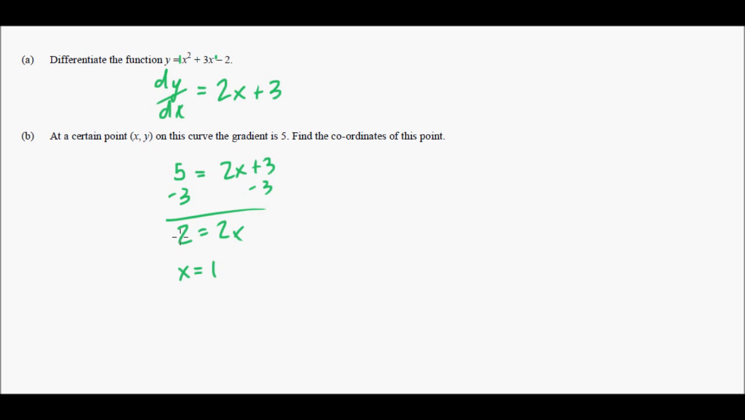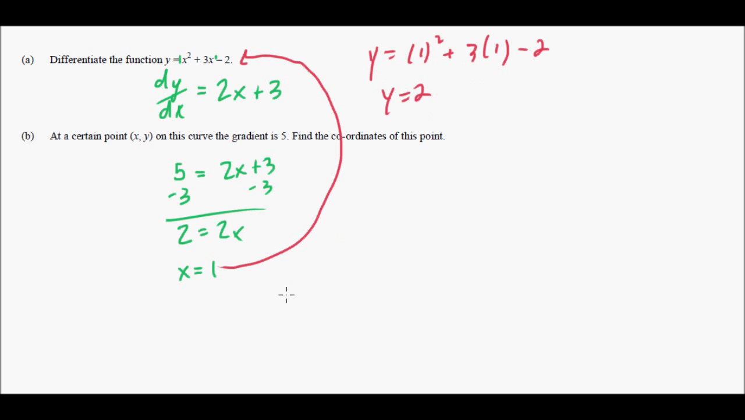Okay. Now, how do we find the y coordinate? Well, we know the x coordinate. Now, in order to find the y coordinate, we just have to sub that back into the original function. So y is going to be 1 squared plus 3 times 1 minus 2. Okay, so that's 1 plus 3 is 4, minus 2 is y equals 2. Okay, so if we're going to look at our coordinate here, remember you always write it with brackets. (1, 2) is our coordinate. Okay, and that's a pretty straightforward paper 1 problem right there. Okay, let's try another one.